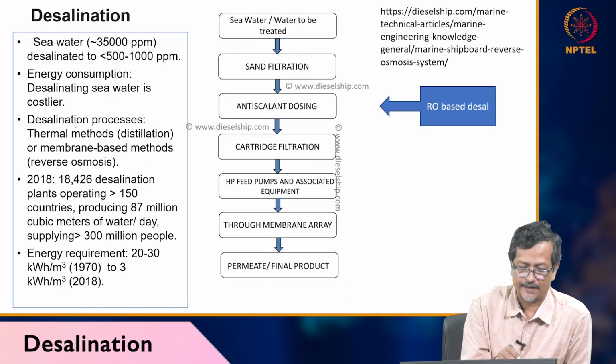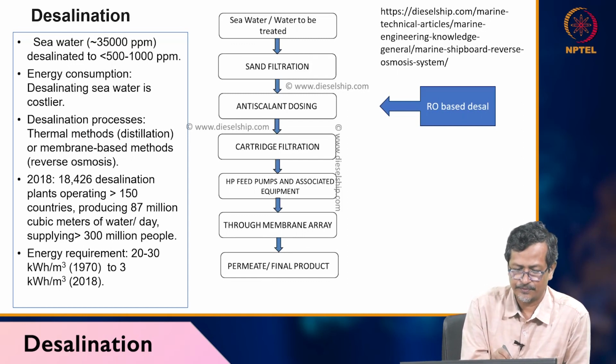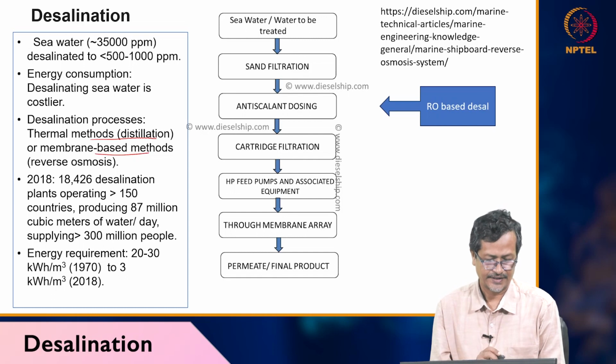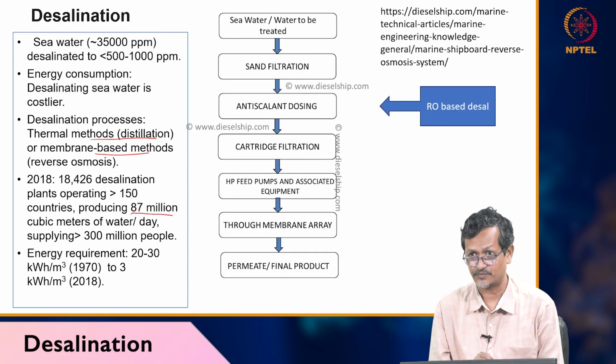In the desalination process, there are basically two methods: the thermal process, and the membrane based or RO based system. In 2018 there were 18,000 desalination plants operating in 150 countries, producing 687 million cubic meters of water. And many people think the next world war will start because of this potable drinking water shortage. Many people predict that.